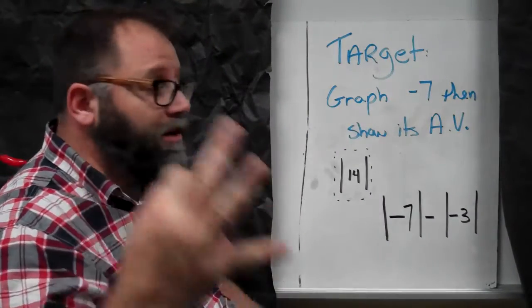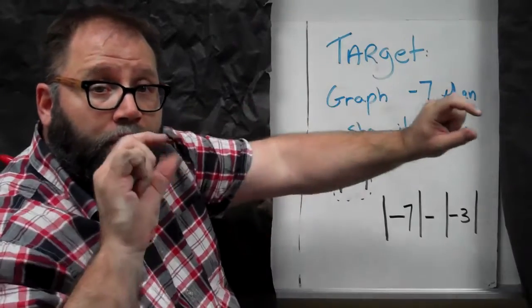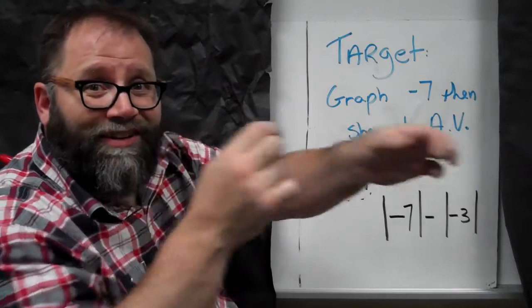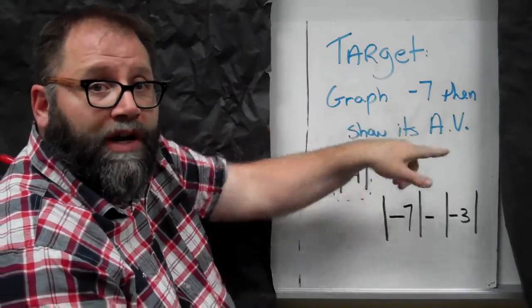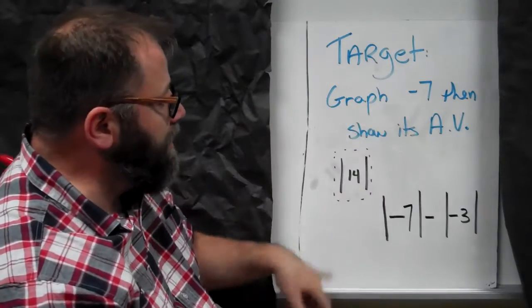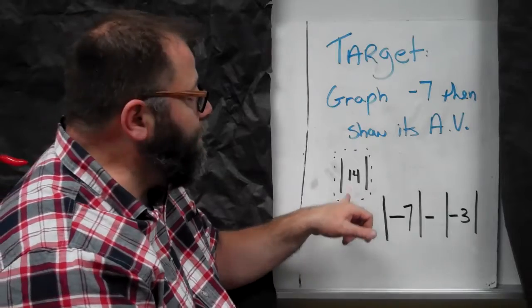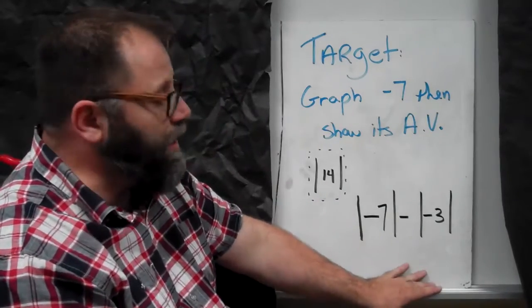Okay, 3 things here. Number 1, graph negative 7 on a number line. Horizontal or vertical, either one. And then show its absolute value, right? So give me the distance. Give me that nice arc that points to where 0 is and tell me how far it is. What's the absolute value of 14? And what's this expression? Can you simplify this expression?